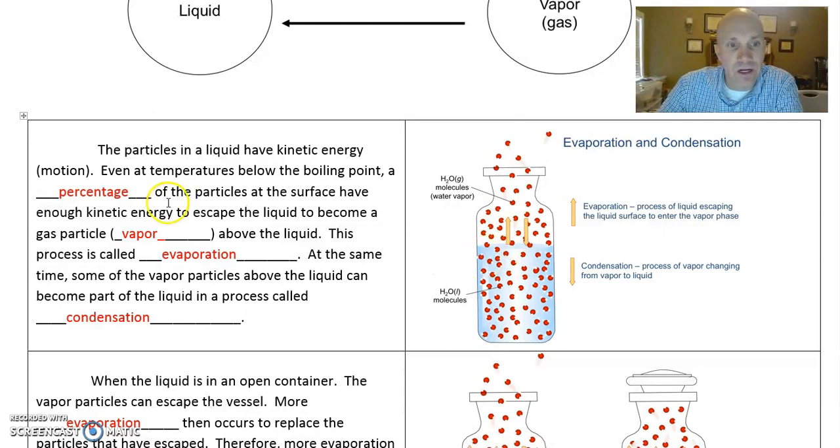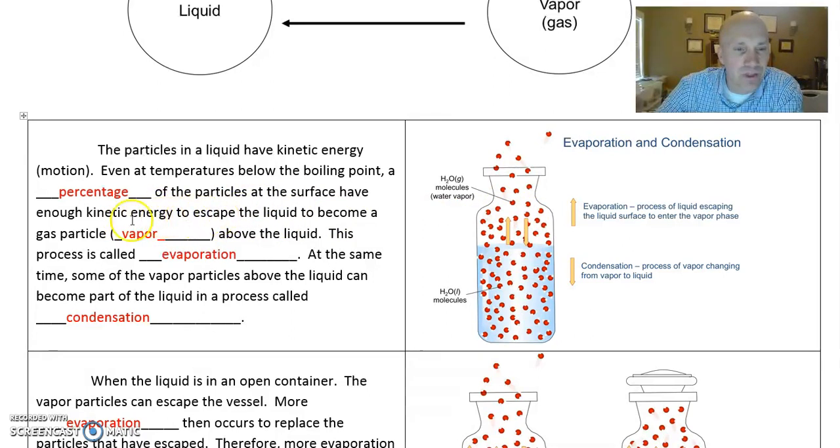So as we were saying, at any given temperature, there's going to be some of these water particles that have more energy or motion than others. At temperatures below the boiling point, there's going to be a small percentage of the particles that actually have enough motion in them that they can break free from the surface and become part of the gas form above that liquid.